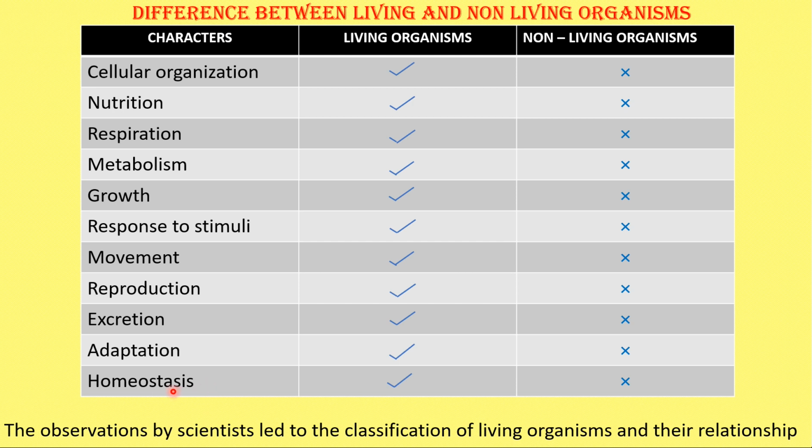They also possess homeostasis. So what is homeostasis? It is nothing but maintaining a constant inner state. For example, we have a normal body temperature, isn't it? It is a constant body temperature, 98.4 degrees Fahrenheit, maintained constant. Like this, the observations of scientists led to the classification of living organisms, and they are interrelated to each other. Yes, thank you. We'll see the next slide.